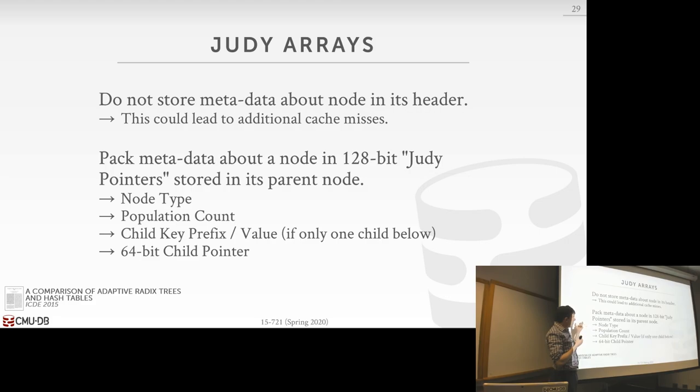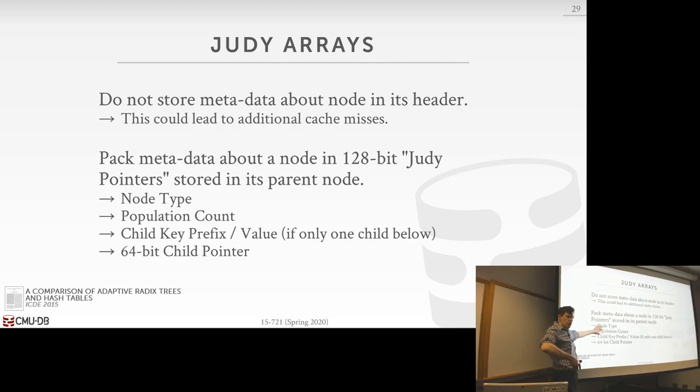So what's going to happen is they'll store a memory pointer, just as we normally would, to get to the location of the node, but they'll actually store double the size of a pointer to pack in all this additional metadata, like the node type, the number of keys, the population at the node, what the prefix value could be if there's only one child below, and then the 64-bit child pointer. So if I have a 64-bit child pointer, I need another 64 bits to store all this extra metadata.